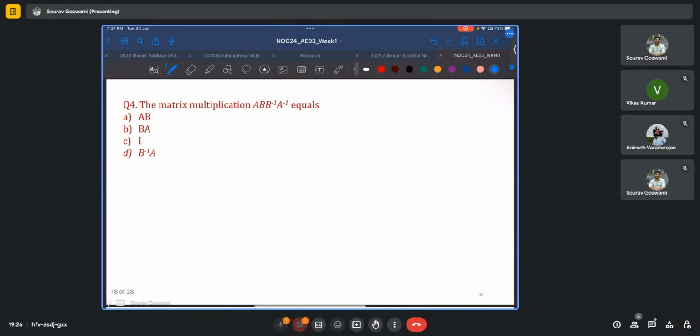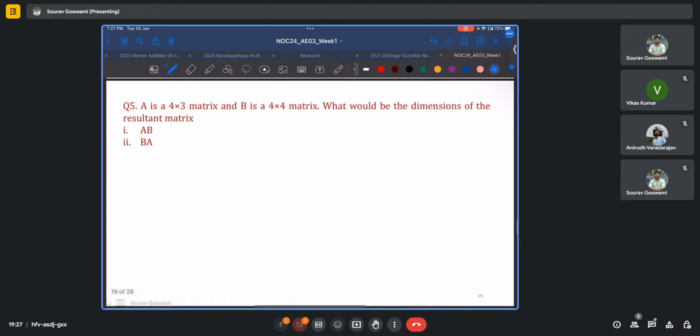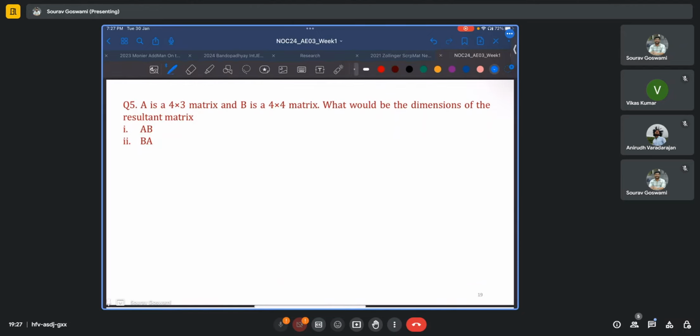The fourth question is asking us to solve for this matrix multiplication AB, B inverse, A inverse. So, from the properties of matrices, okay, let us scrap this question for now because maybe this is not always generally true. So, we'll discuss this in the next week. For now, let us skip over it because an exception came to my mind.